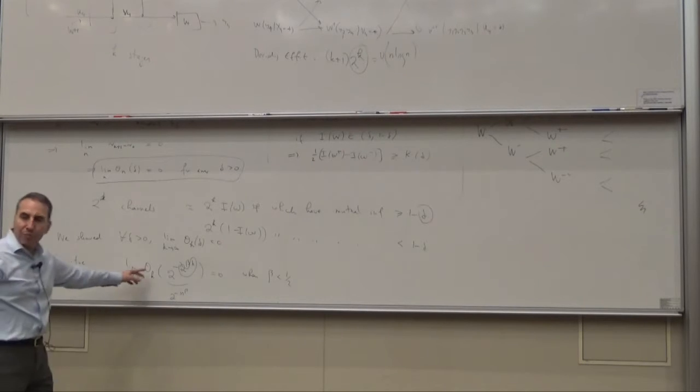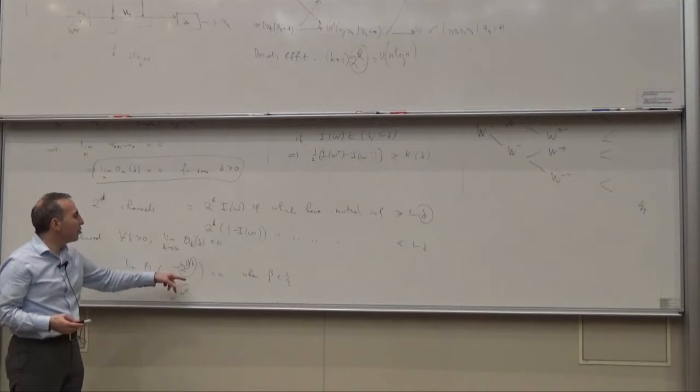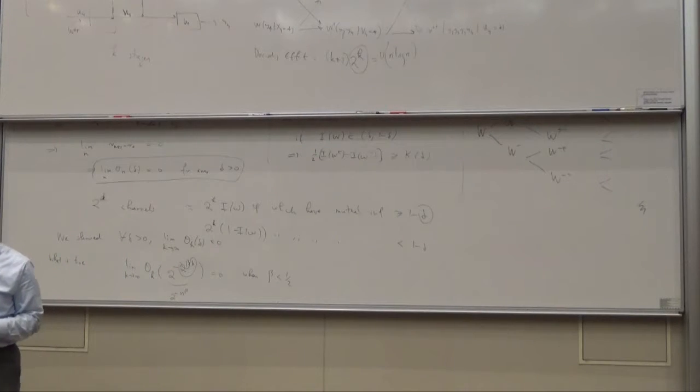And this is more than sufficient to arrest error propagation. So you indeed achieve capacity. All I wanted here was in fact 1 over 2 to the k would have been sufficient. So this is much more than what we need.